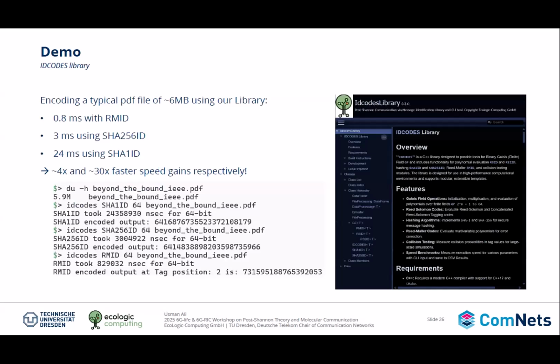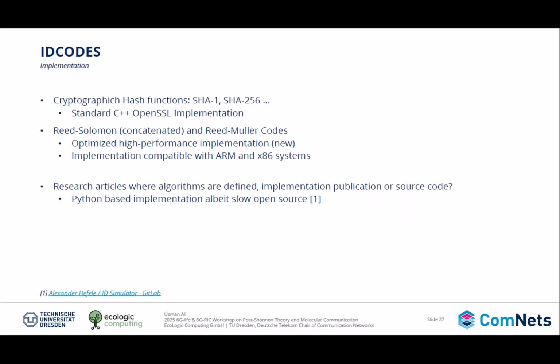This is one simple example with the CLI tool that I showed earlier, the code. And this is what you might see: you might pass in the beyond-the-bound paper as a PDF. It's around 6 megabytes. And then you can see the time that it took for each of the algorithms in nanoseconds, which is pretty fast. And you can also see the output that you would expect as a tag or the hash, that we then abstracted away. And this is shown in the right data type that we use. For example, for 64-bit, it's an unsigned 64 number.